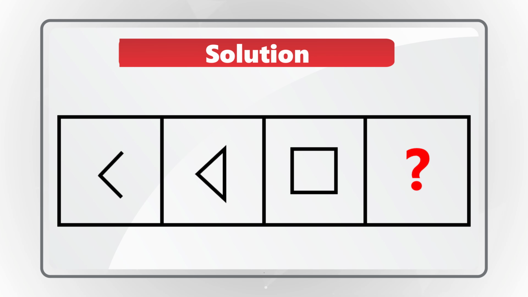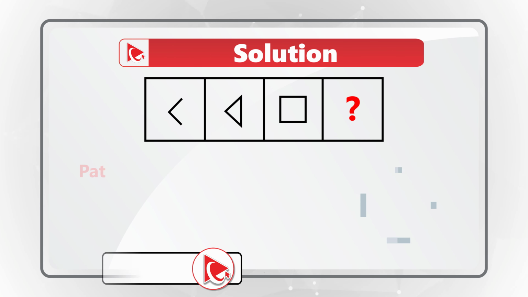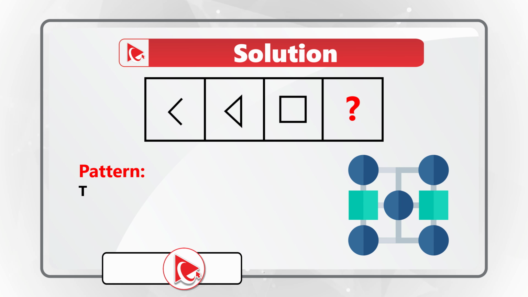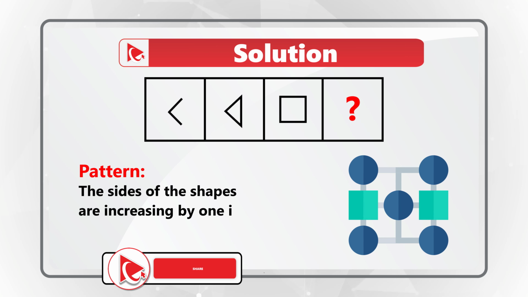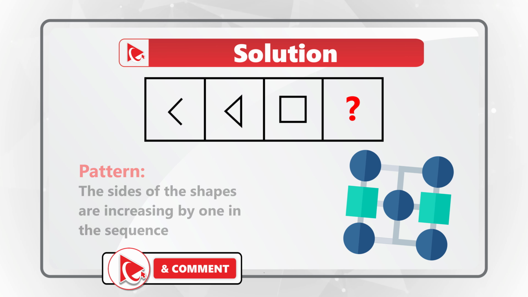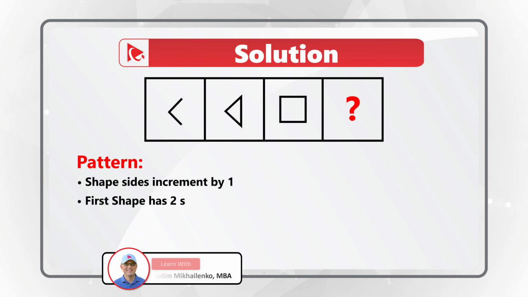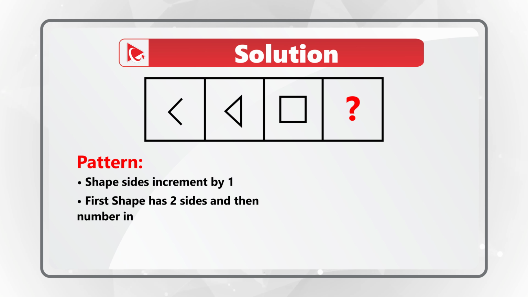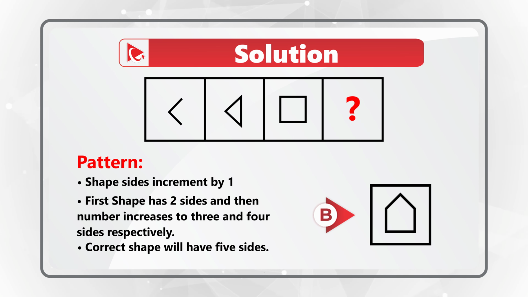You're probably tired of hearing it on this channel, but the key to solve these types of challenges is to find the pattern. And the pattern here is that the sides of the shape are increasing by 1 in each sequence. So for example, if you look at the first shape, it has 2 sides, and the number continuously increases to 3 and 4 sides respectively, which means that the missing shape should have 5 sides. And only shape B has 5 sides.